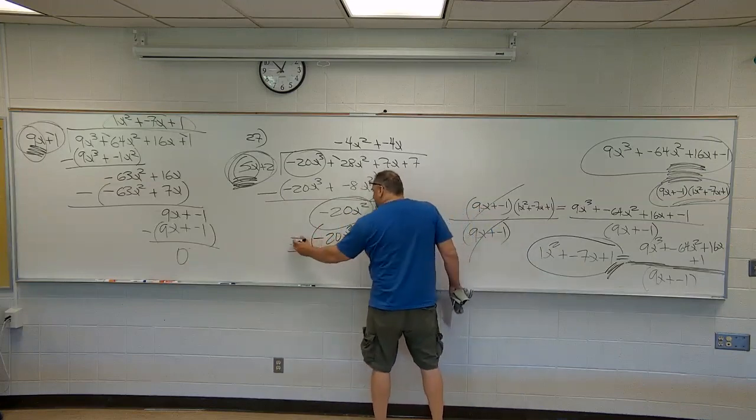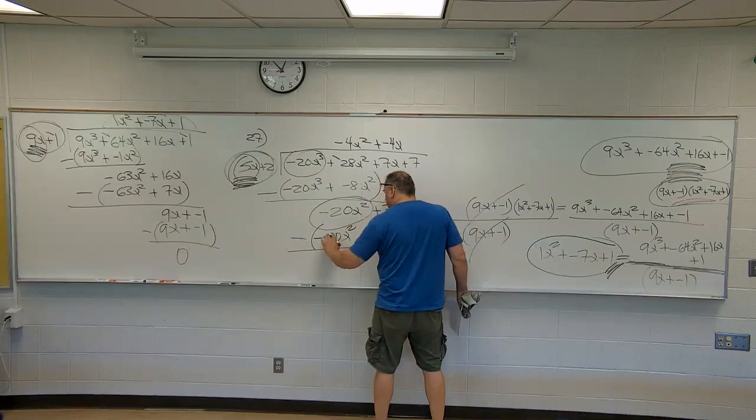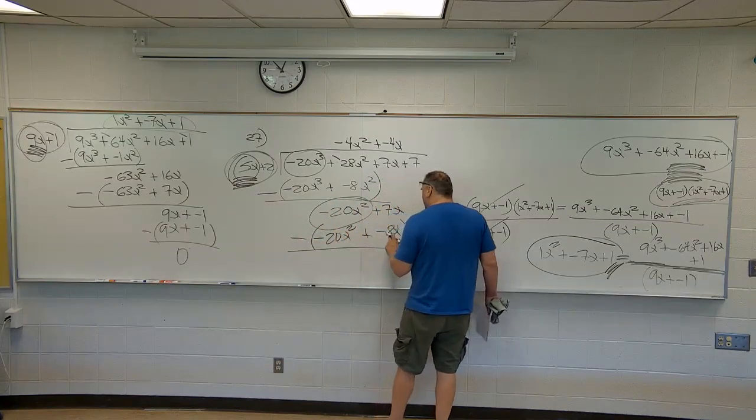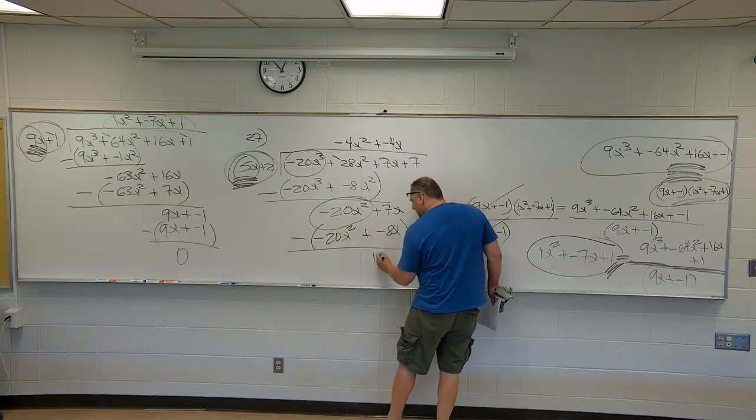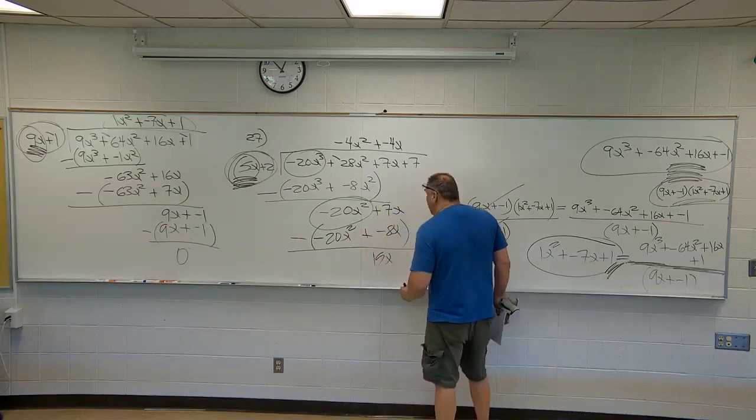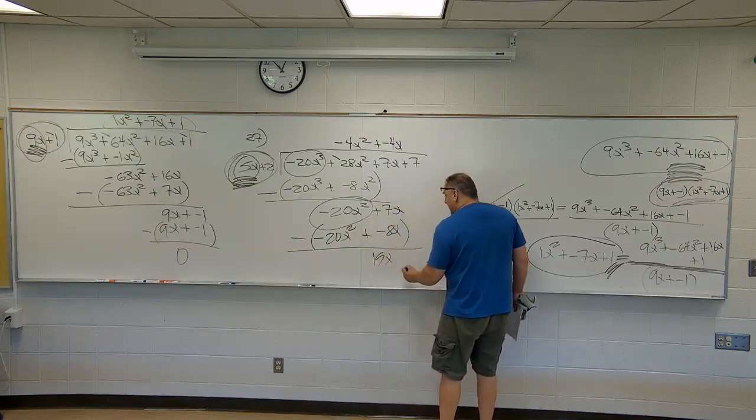Subtract. Minus a negative is plus. Minus a minus plus 20x squared. Positive 20x squared and negative 20x squared is 0. Minus a minus is plus, so plus 8x and plus 7x, 15x. Bring a 7 down.